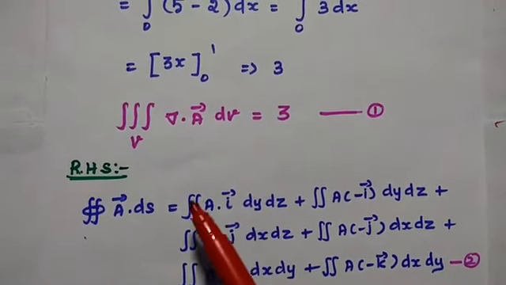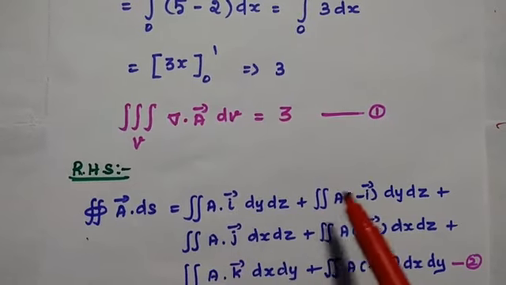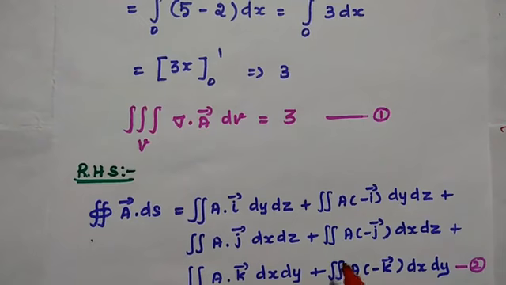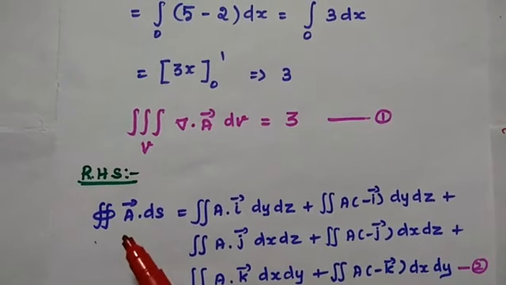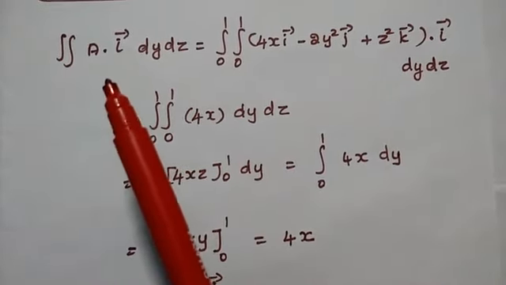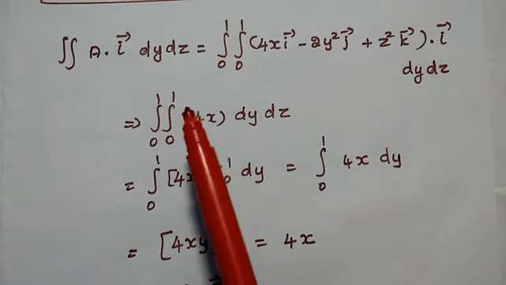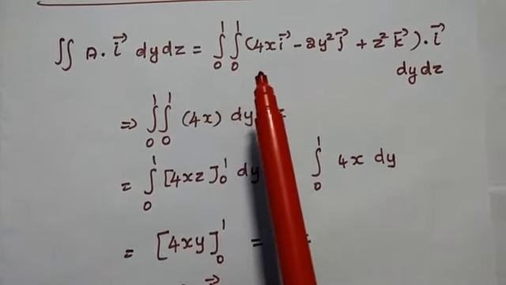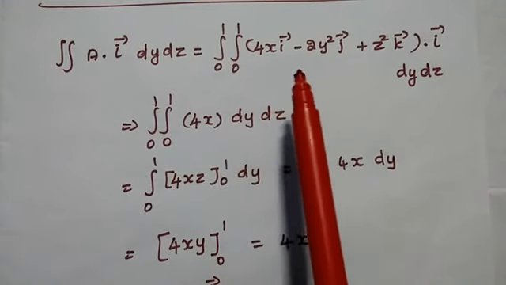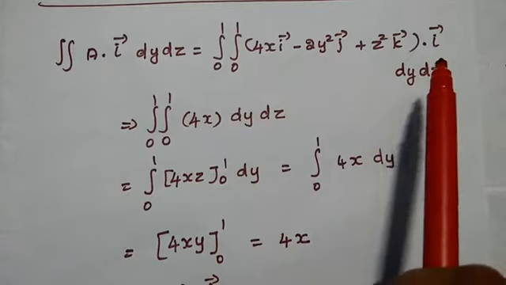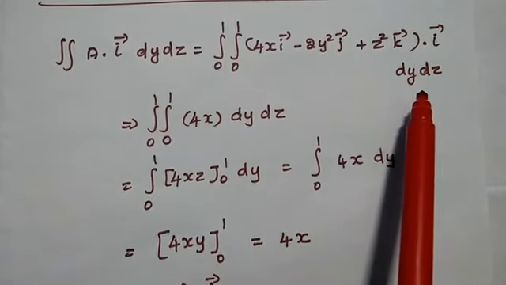So next we are going to find out the values for each surface integration separately and then substitute those values in the second equation to get the overall surface integration. First we are going to find the value of a dot i vector dy dz. So here surface integral over 0 to 1 of this a vector, 4x i vector minus 2y square j vector plus z square k vector, dot i vector dy dz.